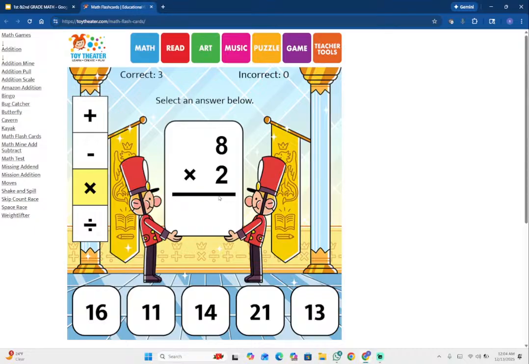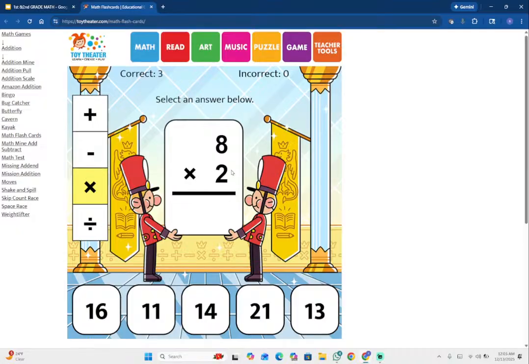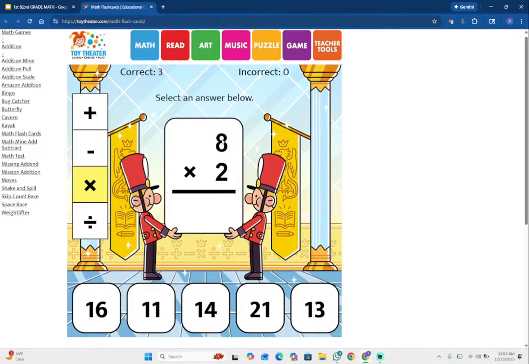Give you a minute for this. So I think it's easier if we go the other way for this one. So there's 2 sets of 8. Try to use the smaller number for the number of groups you want. So since there's 2 sets of 8, that means there's 8 plus 8. 8 plus 8 is 16.